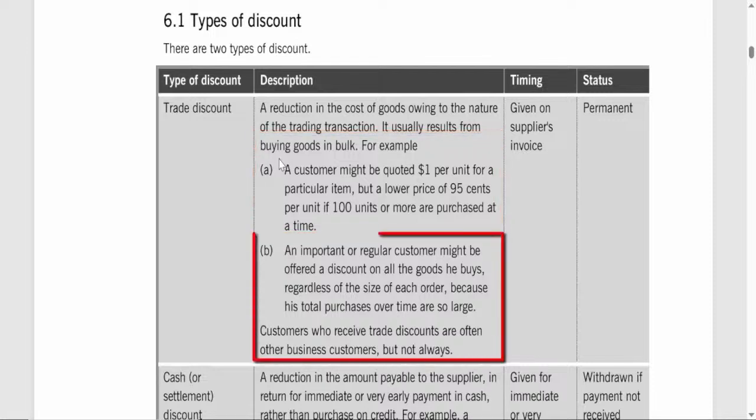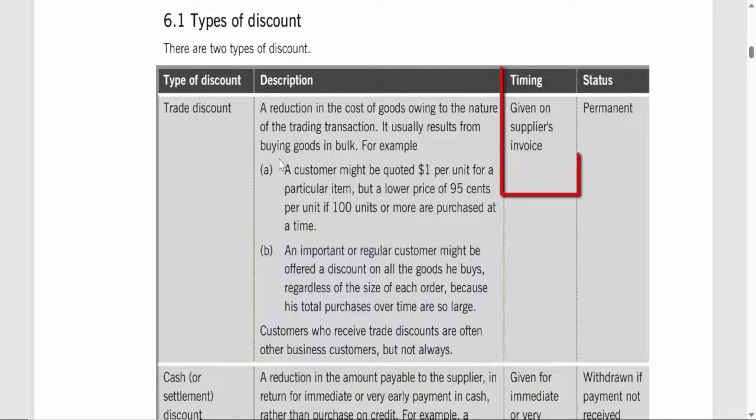Loyal or regular customers. Some businesses reward frequent or valuable customers with trade discounts as a way of recognizing their loyalty. Even if each individual order isn't large, the customer might receive a trade discount on every purchase because their overall spending with the supplier is significant. This type of discount can be a reward for long-term commitment or high cumulative purchases over time.